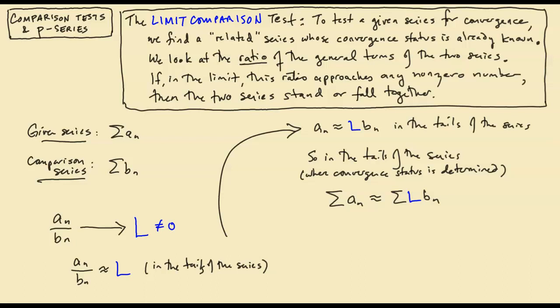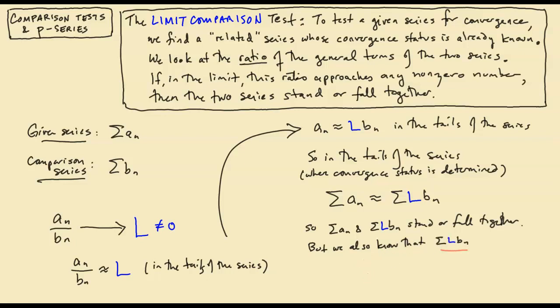You could chop off the first billion terms. It doesn't matter. That won't affect convergence or divergence. This series and this series are essentially the same thing in the tails. So since they're basically the same, those two series stand or fall together. But we also know that the latter series and the straight B series stand or fall together. So that means this one serves as a bridge between these other two. All three of them stand or fall together.